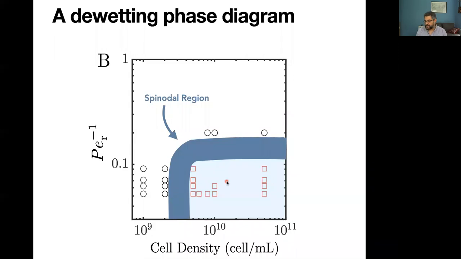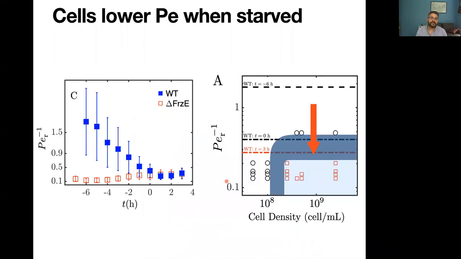And when you ask, what does Myxococcus do when you starve it, when it runs out of food? Well, what it does is it changes its Peclet number by going faster and moving in straighter paths. And that lowers the Peclet number so that it starts out in the wetted phase, drops below the spinodal line, and then the whole population de-wets into droplets off the surface.